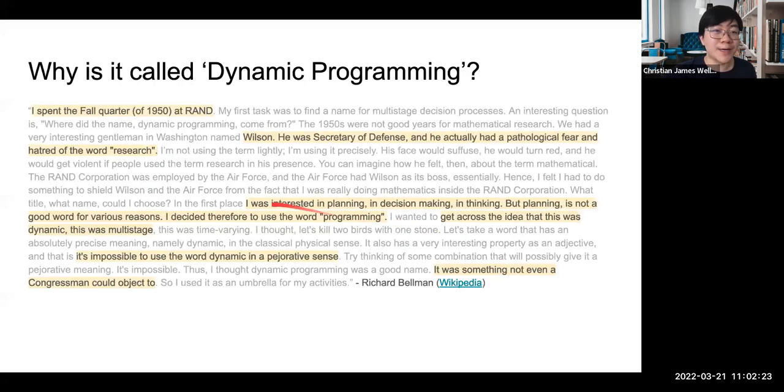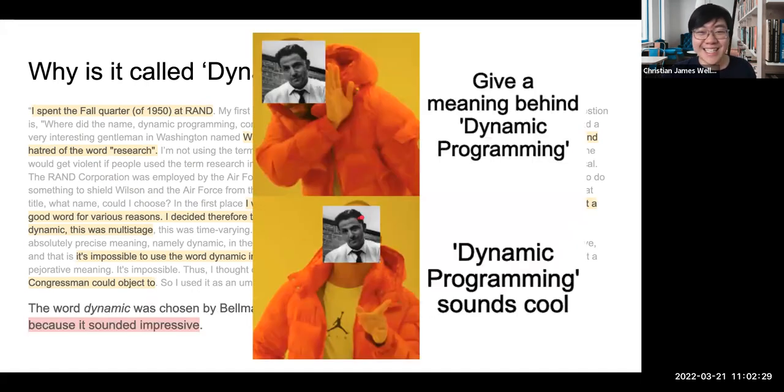Maybe I won't speak too much about it. I researched why it is called dynamic programming. Some of you might be wondering, but the too long didn't read is that the guy who coined the word dynamic programming just thought it sounded cool. Richard Bellman. You can have a read later.